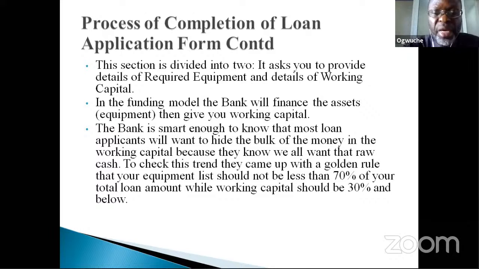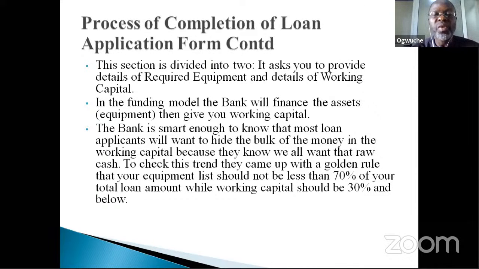There's a point I need to make here. The bank has fixed it in such a way that the funding model it has adopted is that it wants to fund the equipment, that's the assets, fully with the highest amount of money, and then the working capital. It's established what we call the golden rule: 70% of the funds that you want to borrow will go into equipment, and 30% for the working capital.